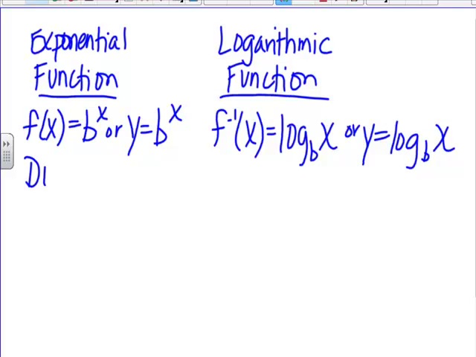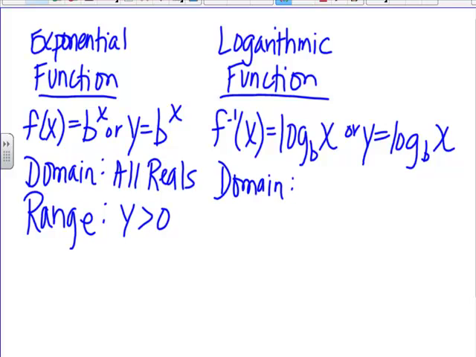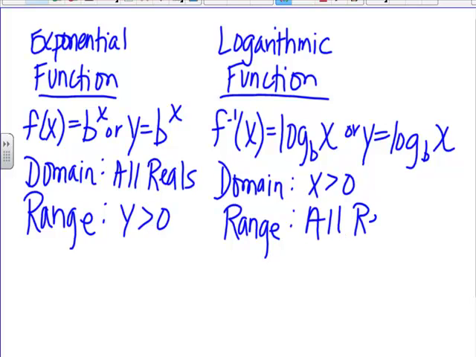The domain for the exponential function is all reals, and the range for the exponential function is y is bigger than 0. So knowing that inverses, we just switch our x's and y's, and we switch our domain and range. So the domain then for the logarithmic function is x is bigger than 0, and the range for the logarithmic function is all reals, and you can see that on the graph.